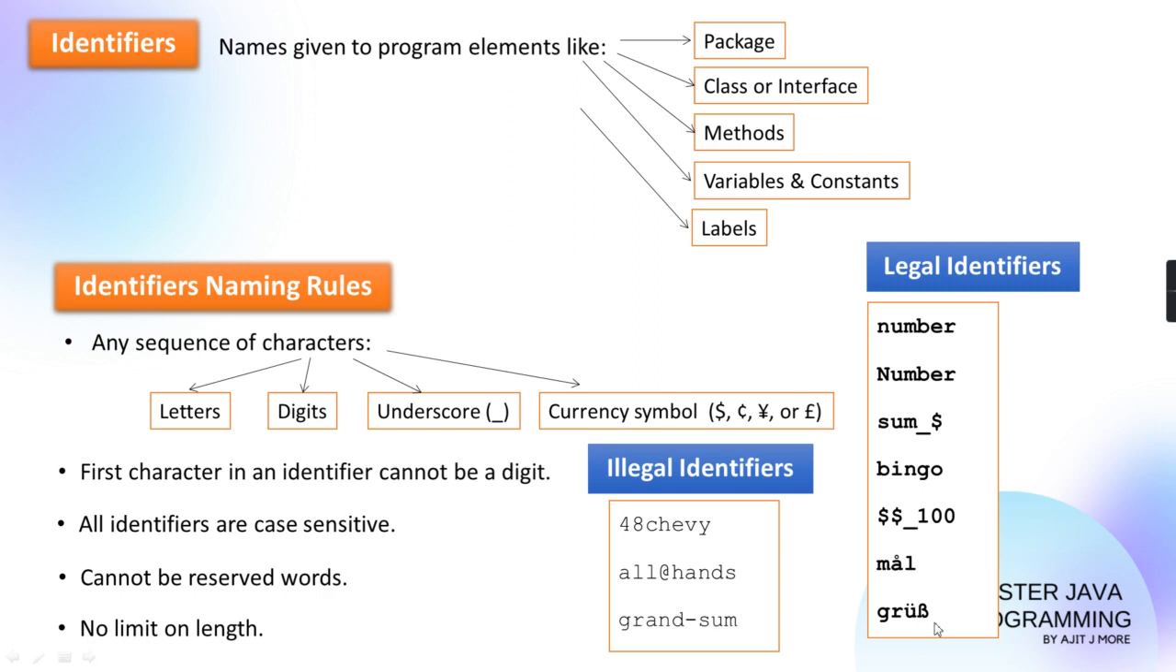Grand-sum. Is it a valid identifier? No. That minus sign has come, which is not allowed. But can we consider it as a valid expression made up of two identifiers, grand and sum, and you are subtracting the two values by using a minus sign? Can I call it a valid expression? What do you say, guys?